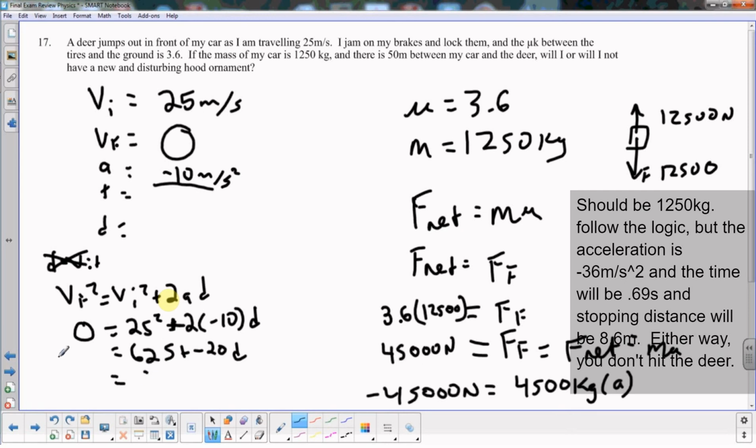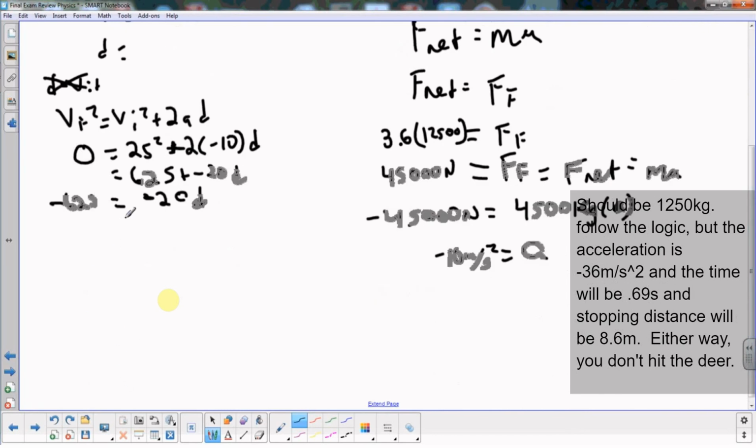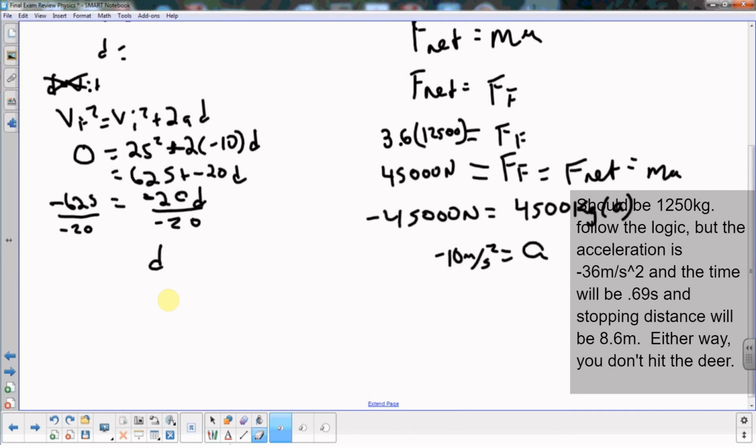So, subtracting 625 from both sides. Negative 625 equals negative 20D. Divide both sides by negative 20. Your distance is going to equal 31.25. Now, the deer is 50 meters away. I stop in 31.25 meters.